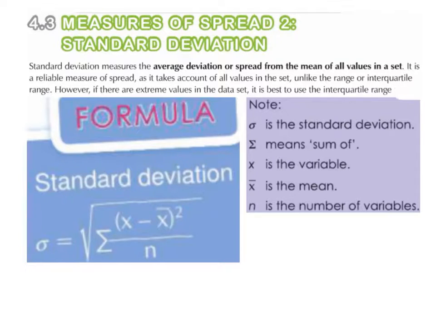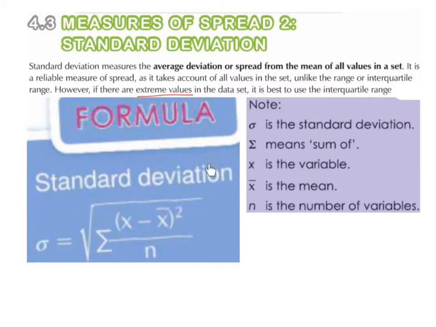However, if there are extreme values in the data set, so extreme values being either very high values compared to the rest of the data or very low values compared to the rest of the data, it is best to use the interquartile range, which we've already covered in previous videos.